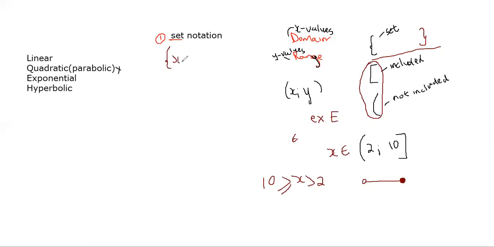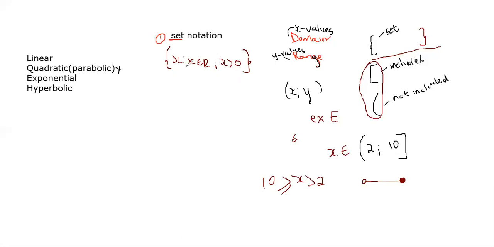X, right? They tell you maybe X is an element of real numbers. Then they tell you, but X is greater than 0. And then again, they put those brackets. So how do you read this?